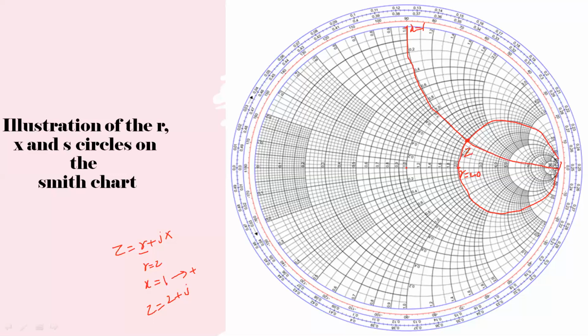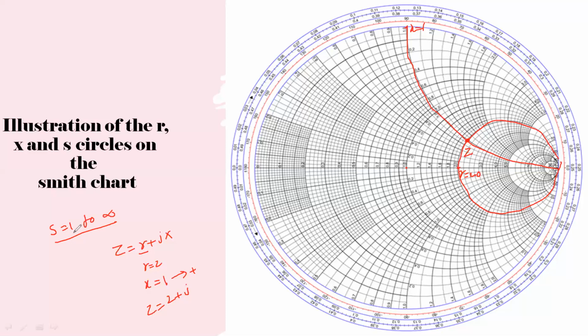So this is how you represent the values of R, that is the resistance, and X, to identify the Z value on the Smith chart. Along with this, we can also identify the S circles, that is, the standing wave ratio circles. On the chart, S starts from 1 and goes to infinity. These values are notated on the gamma real axis, that is, the horizontal axis.